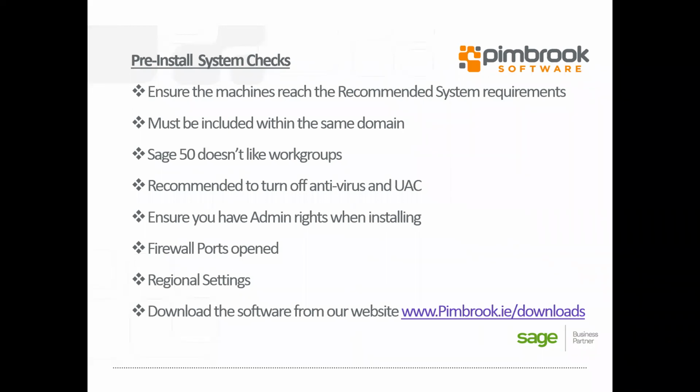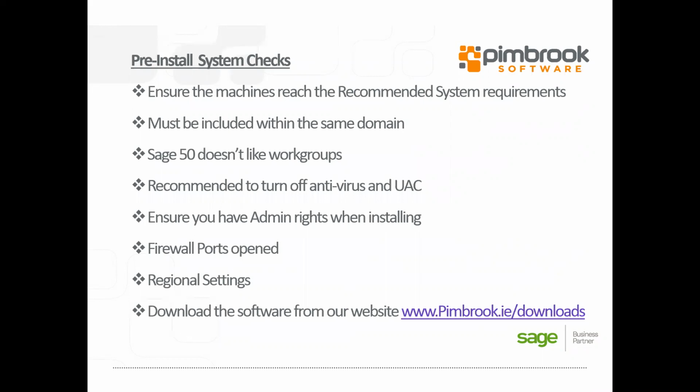We recommend that your firewall ports are opened. If you're using Sage 50 version 25, your port is 34225. If it's version 24, it's 34224 and so on. It's recommended that you have your ports opened for your Sage 50 services and your gateway controls when they're reading the data.